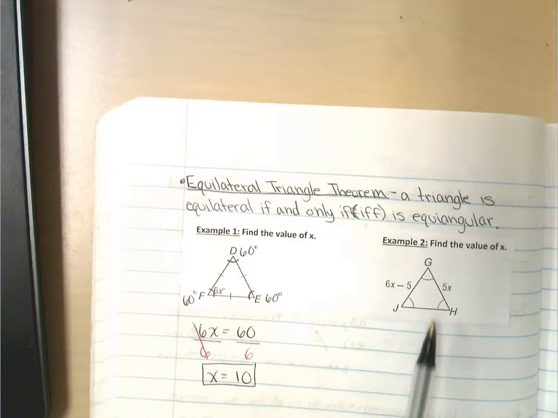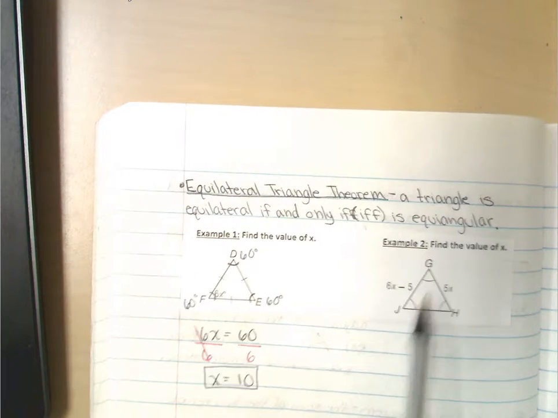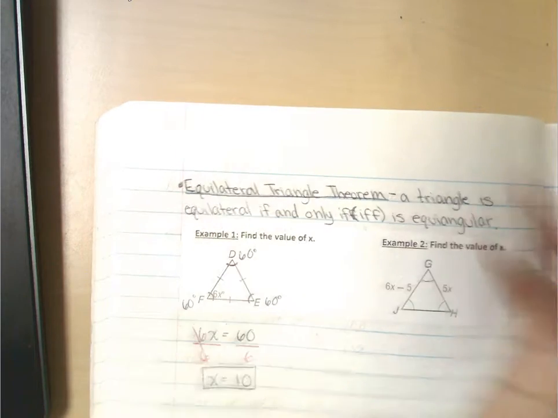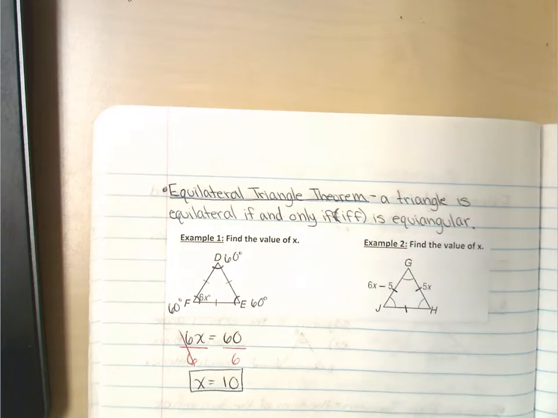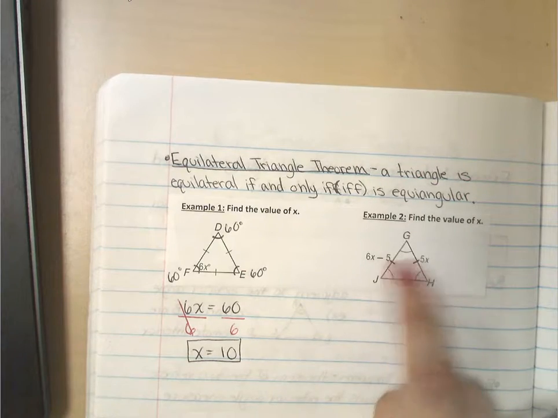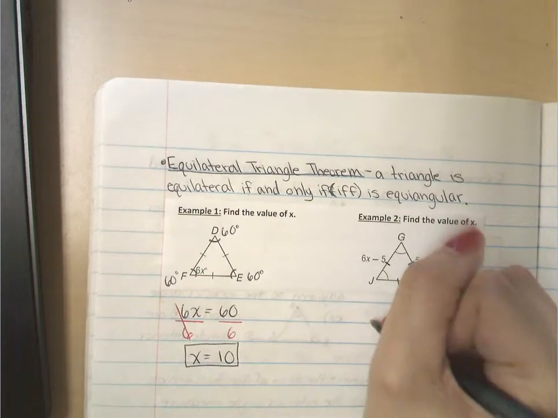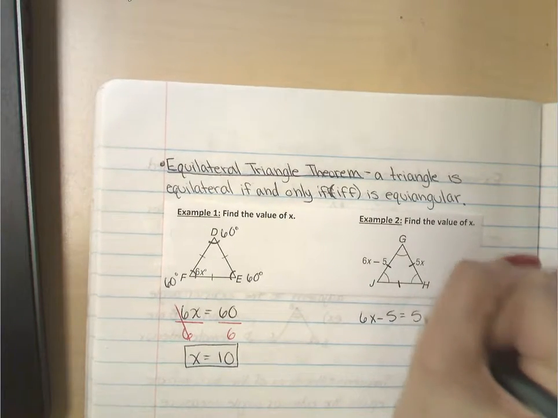So example 2, I'm going to do the converse. They're showing me that the angles are equal. So if it's equiangular, then it's also equilateral. I can draw the little lines to show that the sides are equal. Since I know those 2 are equal, I'm going to use them for my equation: 6x minus 5 equals 5x.